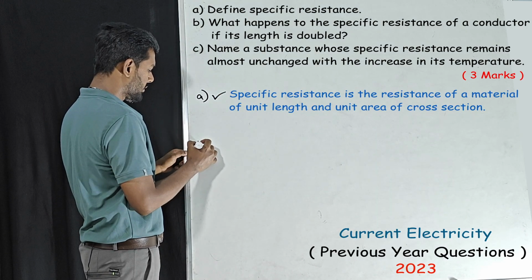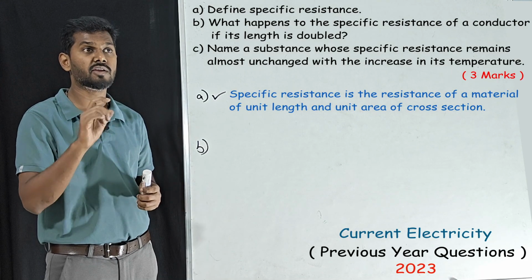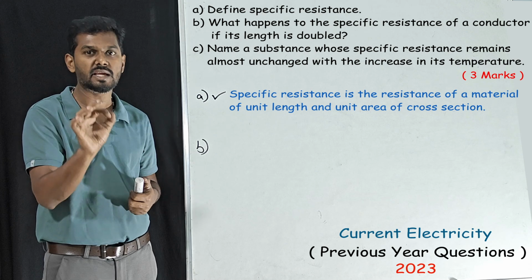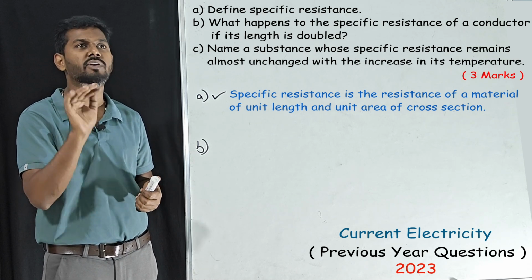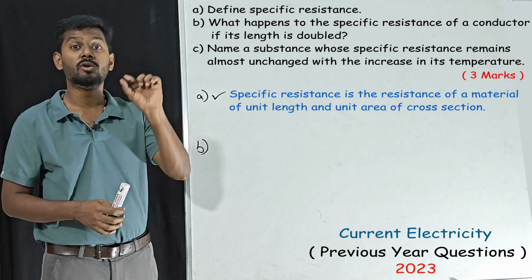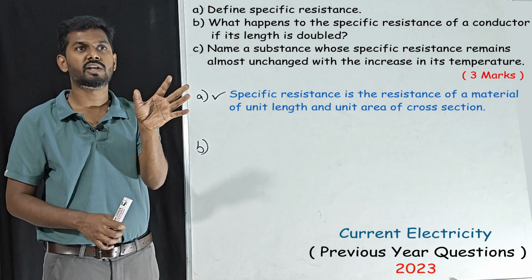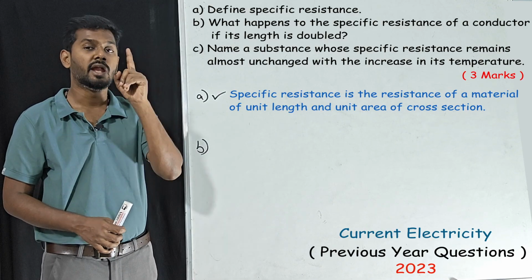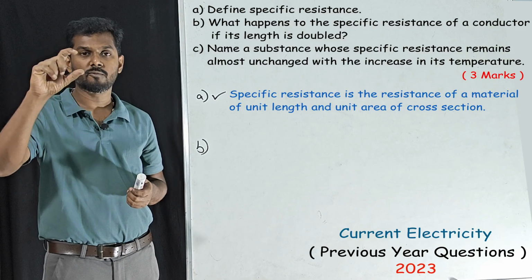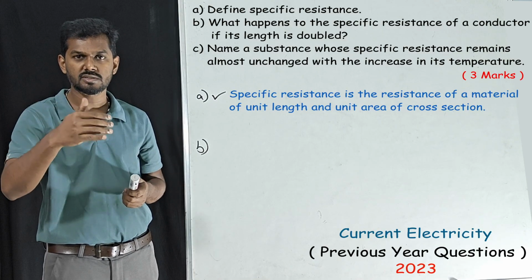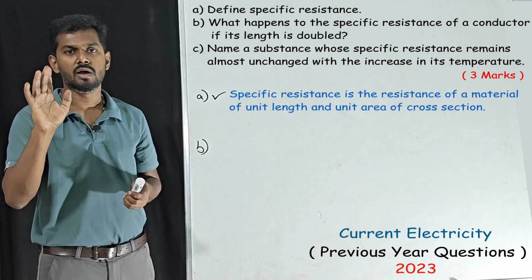Second one, what happens to the specific resistance of a conductor if length is doubled? We have learnt clearly that length, area, thickness, all those things will not affect the specific resistance. It will only affect the resistance. Specific resistance is nothing but resistivity. Resistivity will not get affected by length and area. It will only get affected by temperature, and we have learnt that properly. See, when it comes to temperature, it is different for metals, that is conductors, semiconductors and insulators. There you have to focus properly.